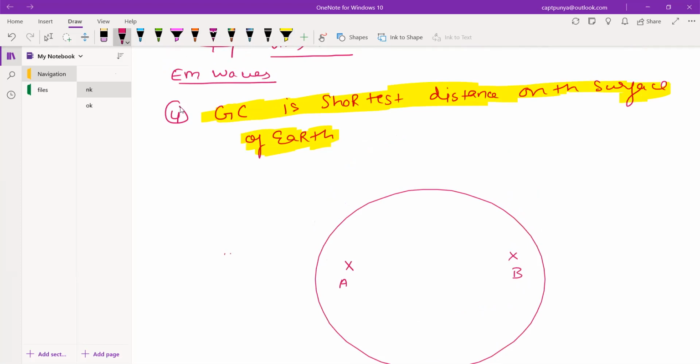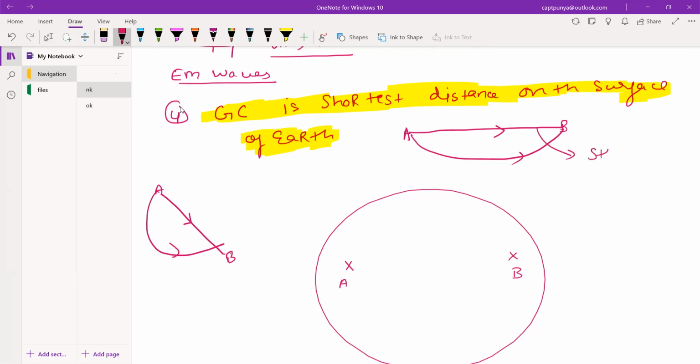Guys, like in a 2D diagram, if I have only one paper, it is a flat surface. So if I have to go from A to B, the shortest path will be a straight line, right, from A to B. I will go in a straight line, not like this. If I go like this, this is a longer path. This is the short path, right? The straight line on a 2D surface.